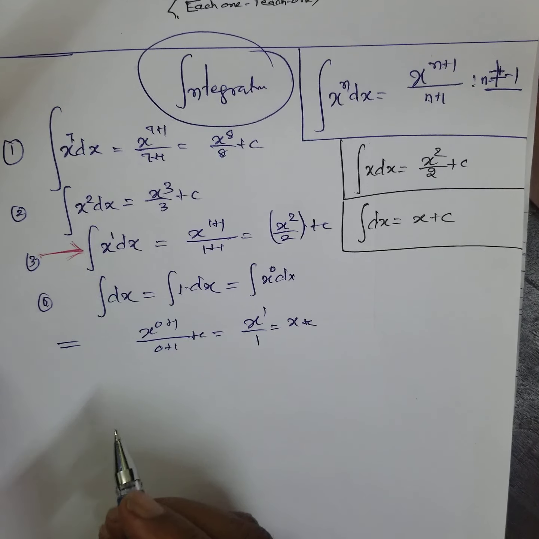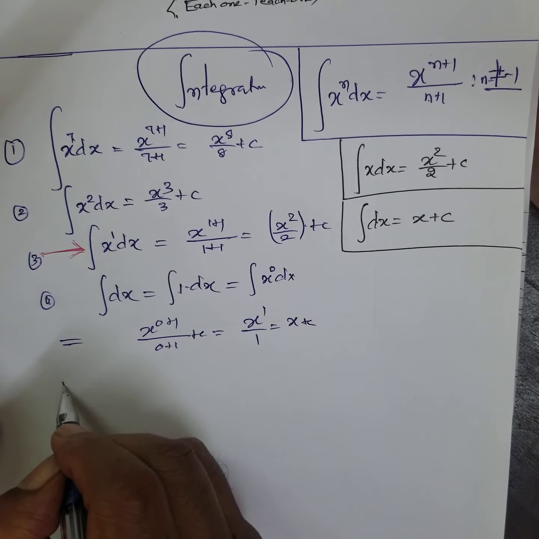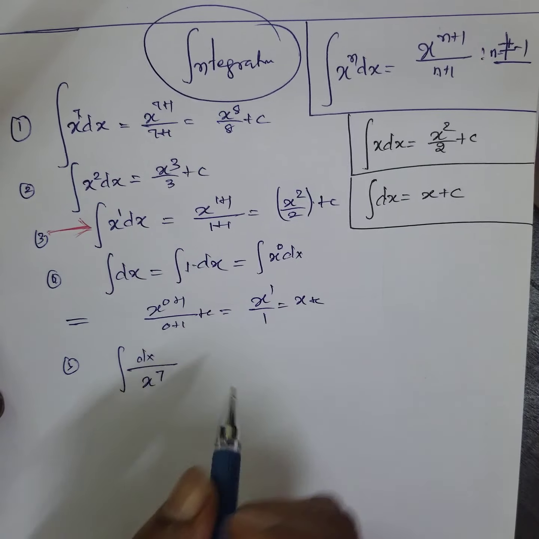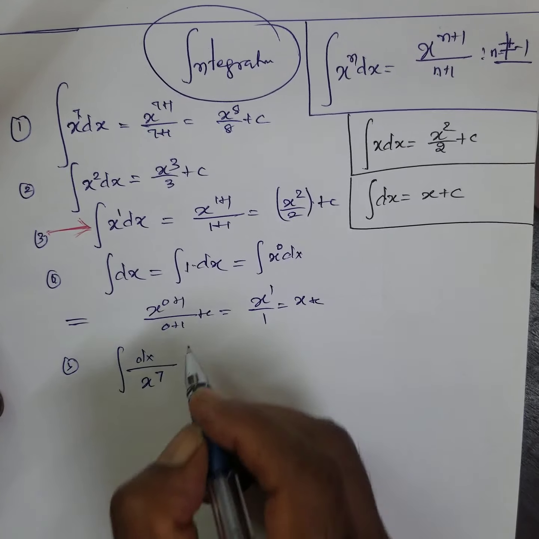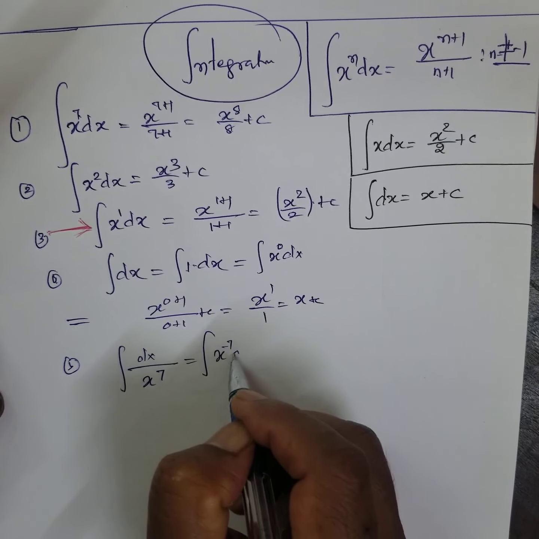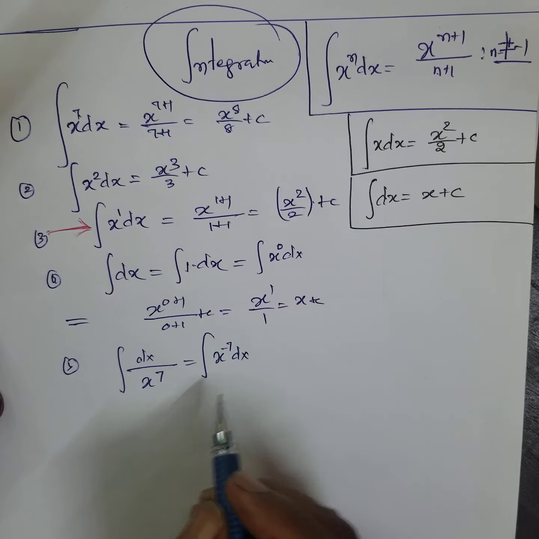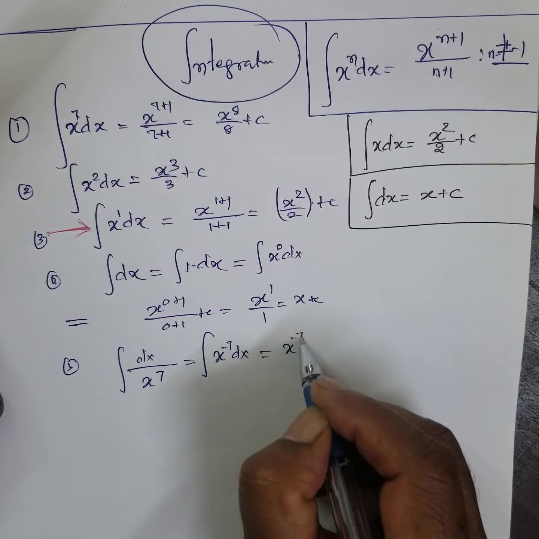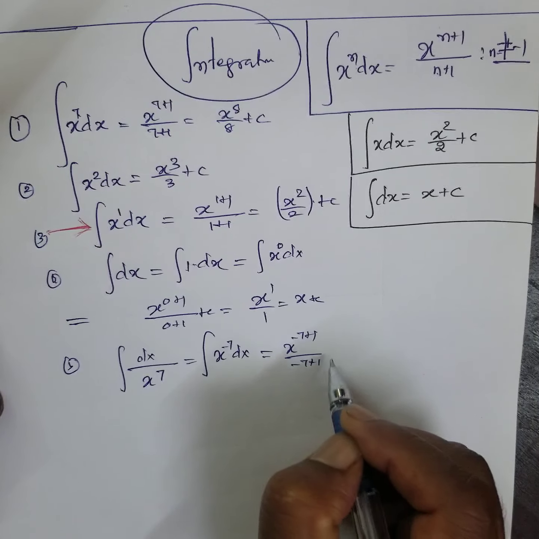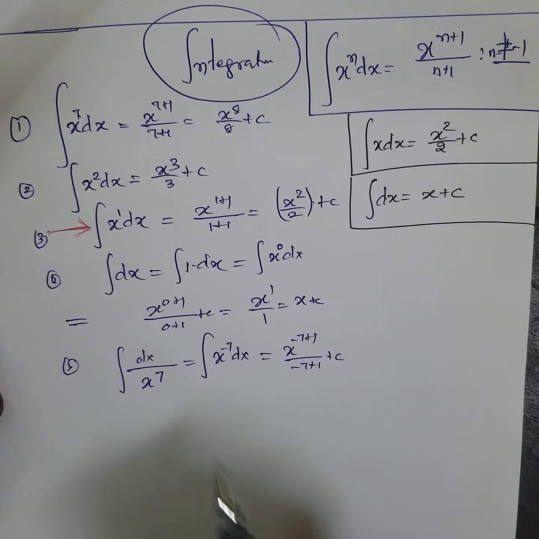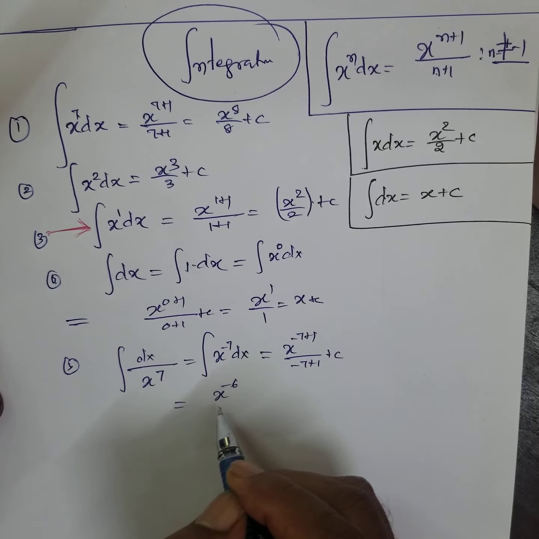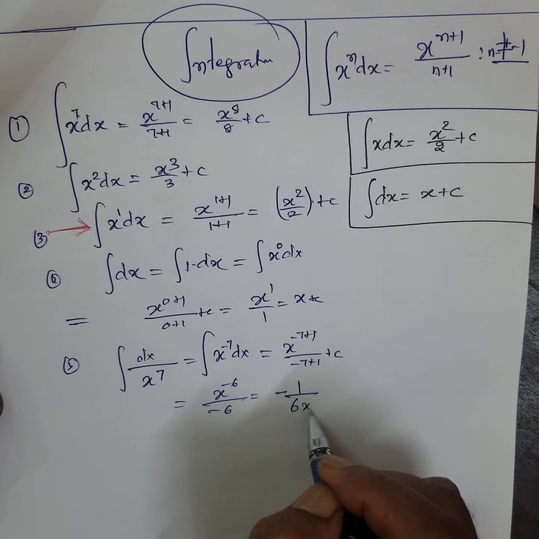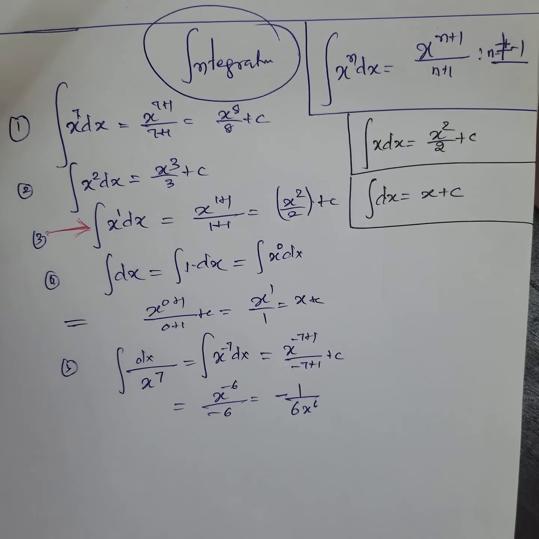Now, if it is the integration of dx by x to the power of 7, it is in the denominator, so take it to the numerator, it will be easy. Then apply this formula, that is x to the power of minus 7 plus 1, plus c. Then what do you get? x to the power of minus 6 by minus 6, or bring it down, minus 1 by 6 x to the power of 6. Now there is a shortcut method you can do.